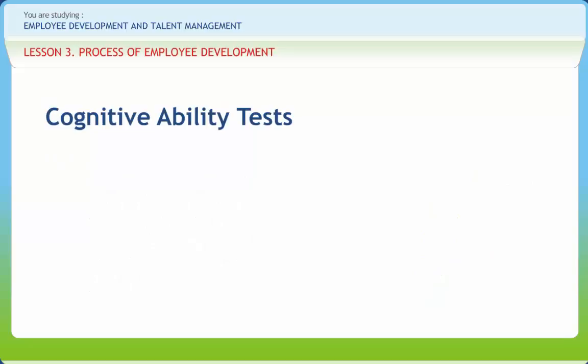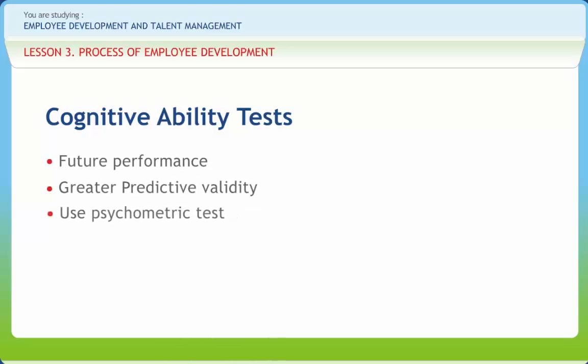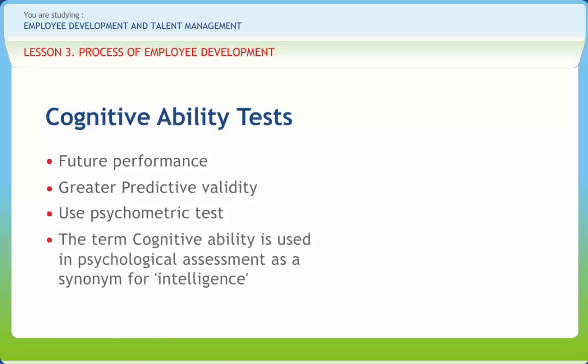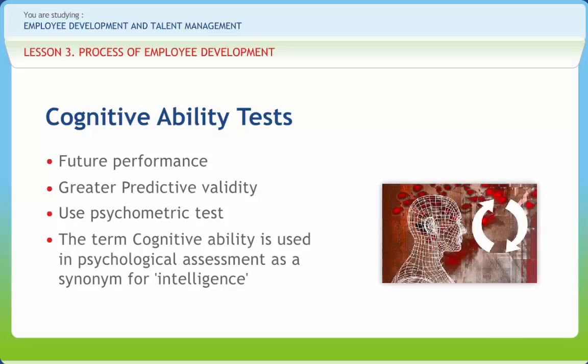Cognitive ability tests are generally accepted to provide the best indication of future performance in terms of predictive validity. Biodata can be equally effective. Cognitive ability is a generic term describing the process and results of information processing, that is, perception, conceptualization, problem solving, etc. The term is frequently used in psychological assessment as a synonym for intelligence. The cognitive ability questions used in psychometric tests can take a variety of forms depending on the type of reasoning ability that the employer thinks is important.